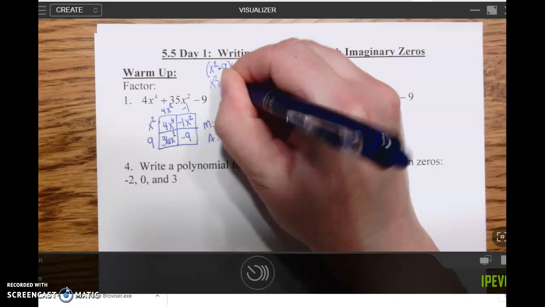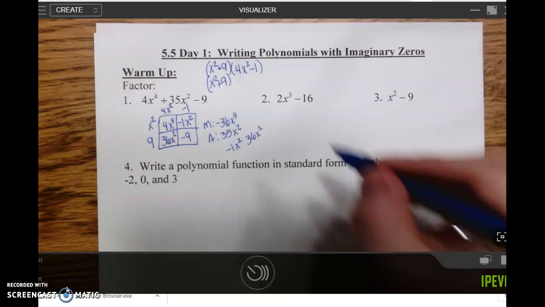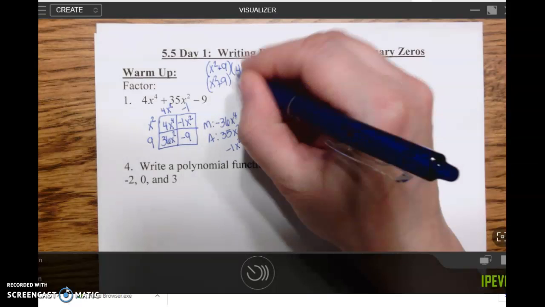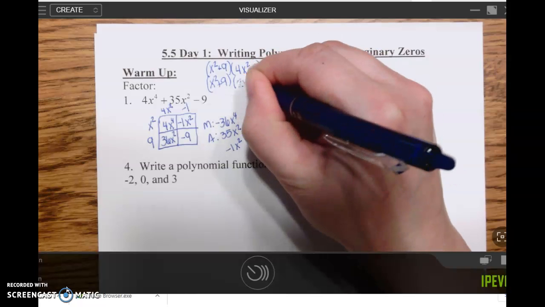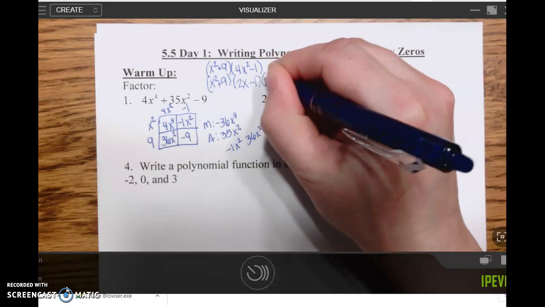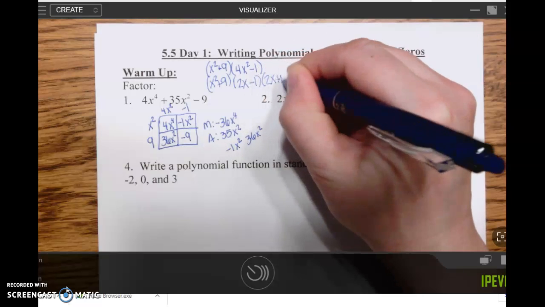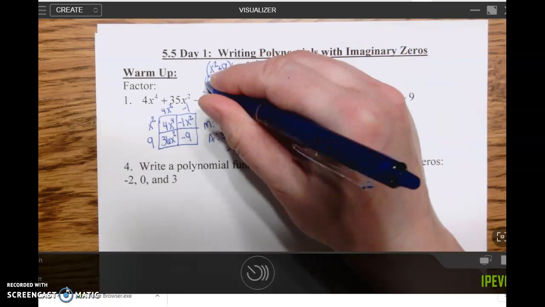There would be nothing that multiplies to be 9x squared that adds to be 0. It would have to be a negative 9. But the 4x squared minus 1 is the difference of two squares pattern. If we square root 4x squared, you get 2x. And if we square root 1, the square root of 1 is 1. So we have 2x minus 1 and 2x plus 1. And you can also do that in a box if you need to see that visually. But there's your first warm-up.